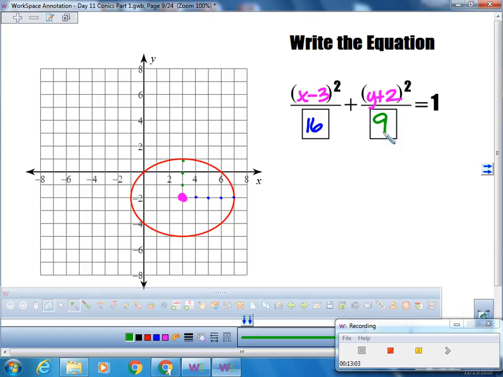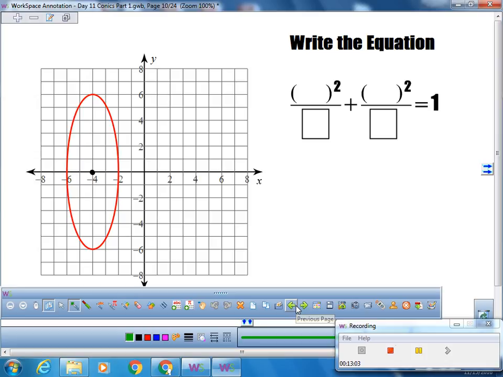Okay, let's try another one. What else do I have in here? We've got plenty of time. Let's do it. See if we can get 100% on this one.